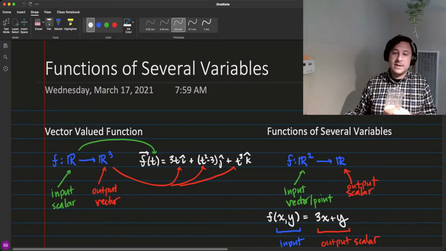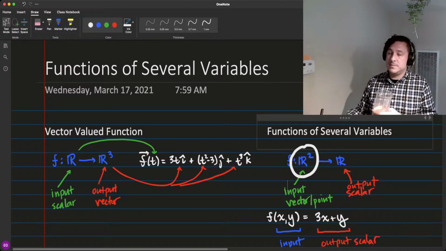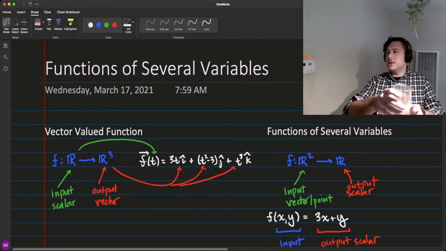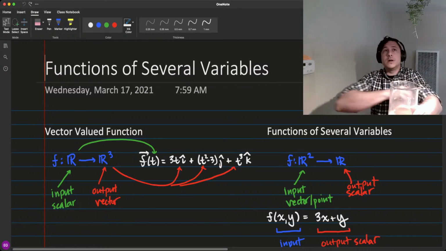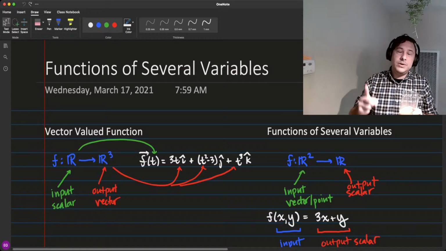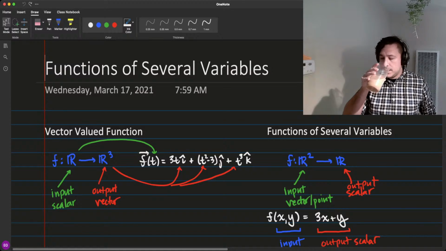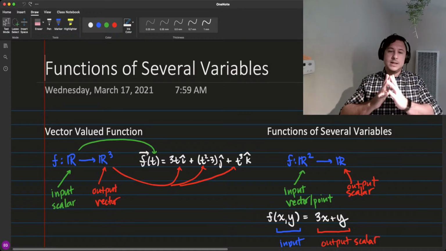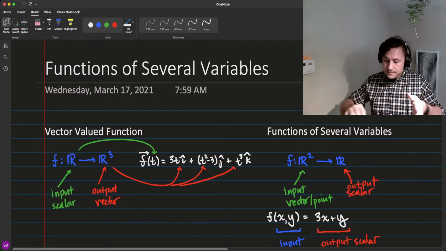Now the thing that we're going to be dealing with now is functions of several variables. It's the other way around. Instead of a single number being inputted, you have multiple numbers being inputted. And then what's being outputted? A single number, a scalar. So you can think of it as inputting vectors and outputting scalars. Before, you were inputting a scalar and outputting a vector. It's completely switched now. Now, we don't think of ourselves as inputting a vector, though. We think of ourselves as taking a point on the plane or a point in space.